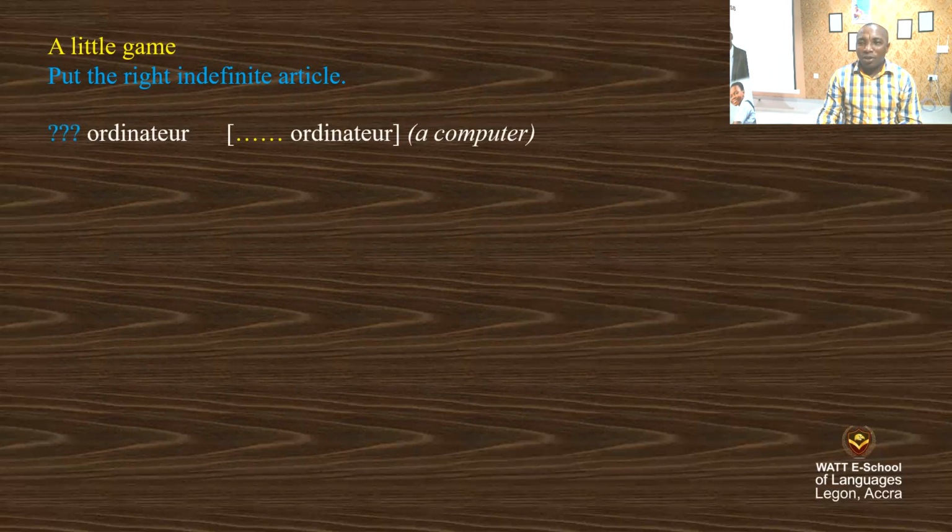Let's play this game and see. I'll ask you a question and you bring the answer. Put the right indefinite article here. We have un ordinateur. You see the question mark? It means that within the dots, you need to put an indefinite article. Will ordinateur be masculine or feminine? That's what we have a look at. We say crayon. Do we say un ou une crayon? Ou des crayons?